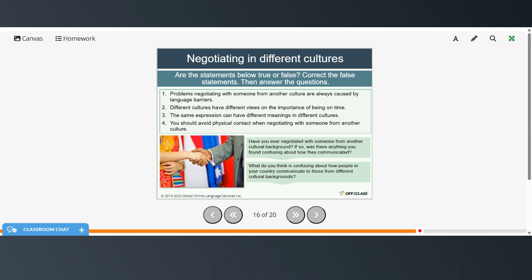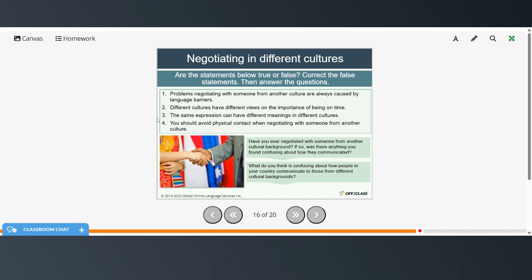Now, are these statements true or false? And then correct the false statements and answer the questions. Problems negotiating with someone from another country is always caused by language barriers. Well, that's false. It's not always language barriers. It can be things like arriving on time, physical touch, the direct or indirect styles of communication.